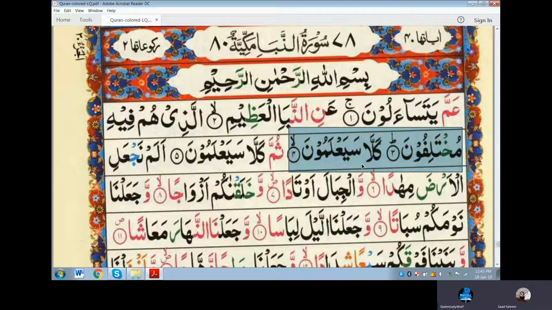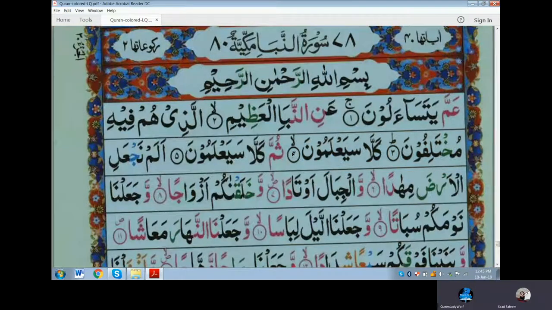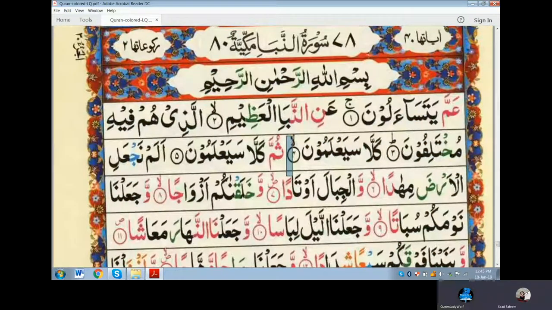Okay, that is the homework? Yes. Line one and line two, and till here. From this point to this point, between these two brackets. Okay, this is your homework.